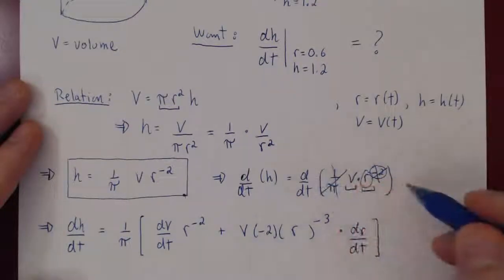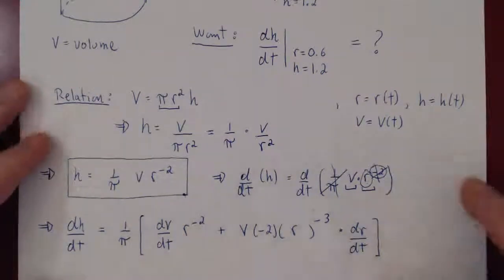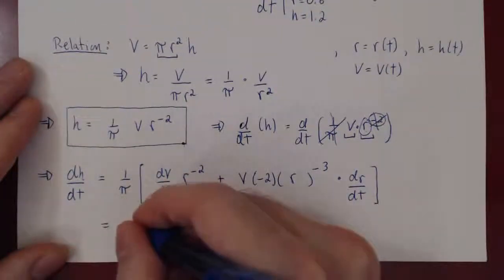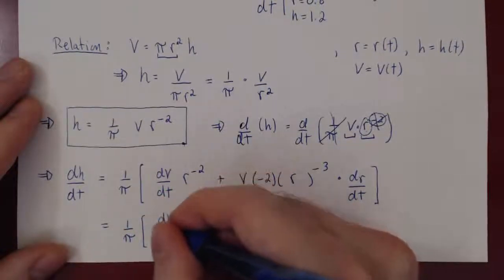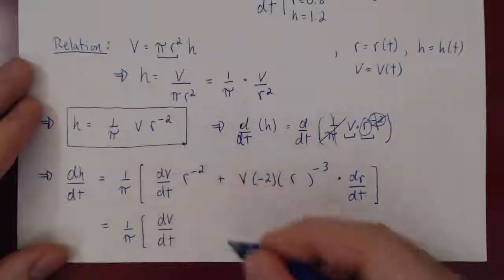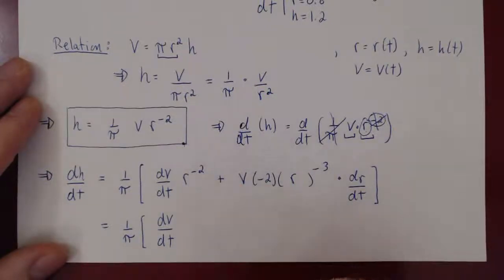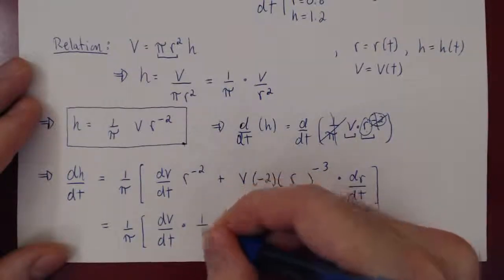And this completes the differentiation of the right-hand side. We can write this in a slightly simpler form. dh over dt is 1 over pi times the derivative of the volume with respect to t. If you want to drop the negative exponent, write this as 1 over r squared. Same thing.